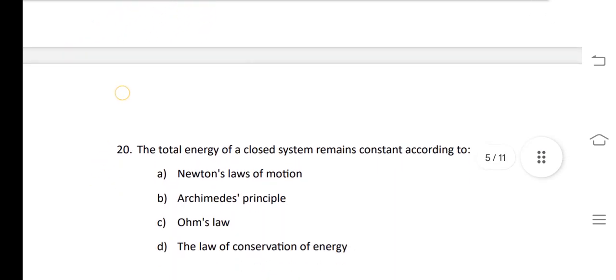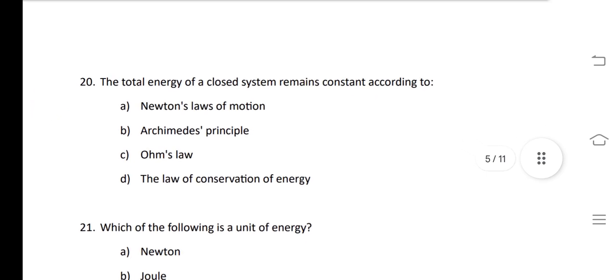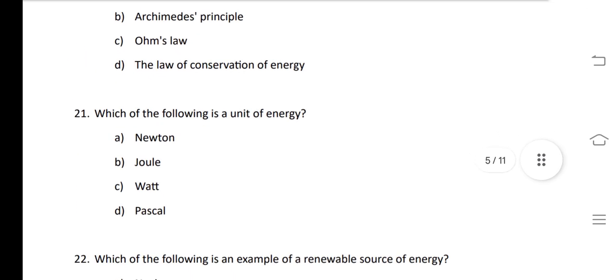Our next question is, the total energy of a closed system remains constant according to the law of conservation of energy, which says that the energy of an isolated system is always conserved.